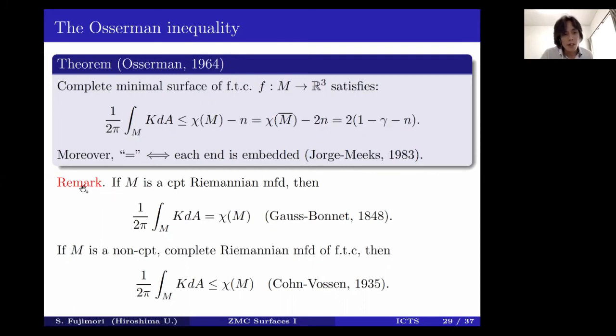And we remark that if M is a compact Riemannian manifold, just a compact Riemannian manifold, no immersion, then the famous Gauss-Bonnet formula holds. And also, if M is a non-compact, complete Riemannian manifold of finite total curvature, then we have this inequality, which is called the Cohn-Vossen inequality. So this means a minimal surface satisfies a stronger version of the Cohn-Vossen inequality. And the equality condition is also given this way.